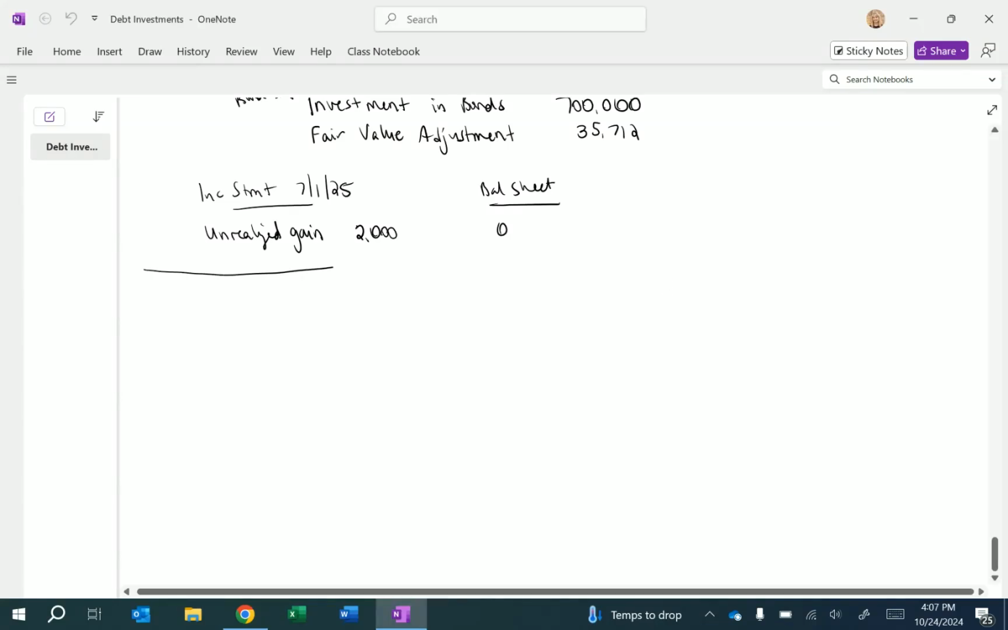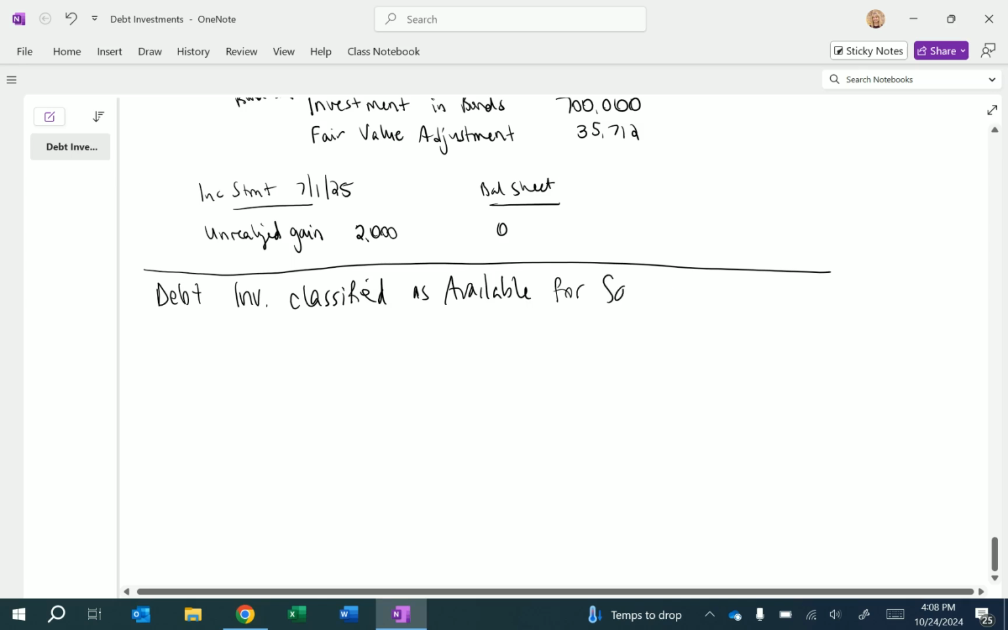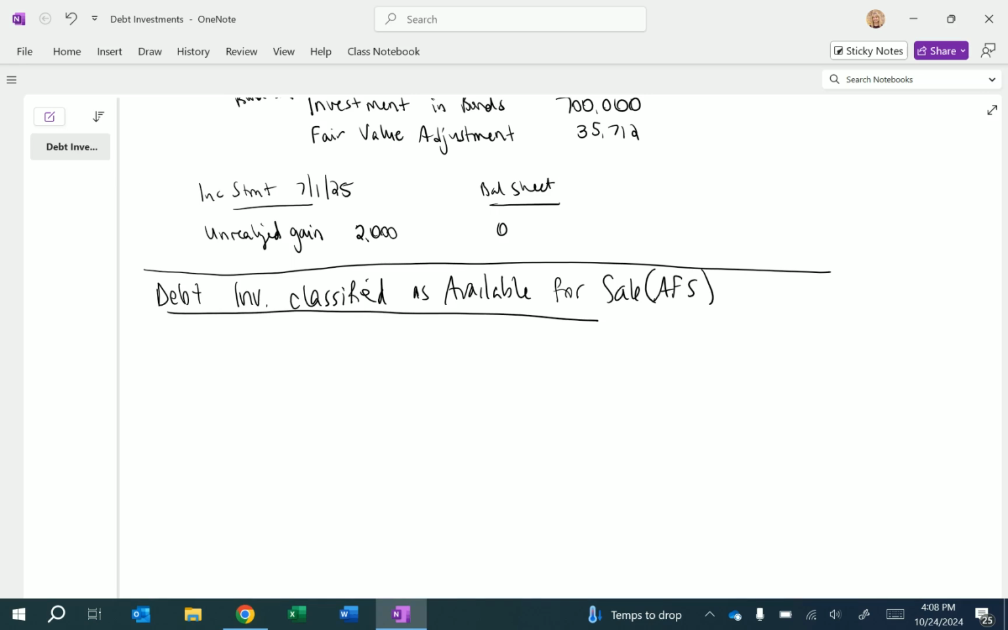It's time now to talk about the accounting treatment for debt investments classified as available for sale. Remember that these are the securities that the company may hold until the debt investment matures, or they may sell before then. They're not really sure, so it puts them into this intermediate classification. Remember that these investments are reported at fair value on the balance sheet.